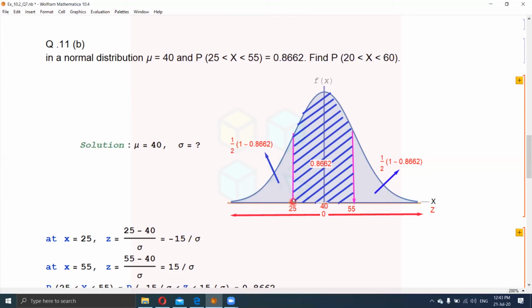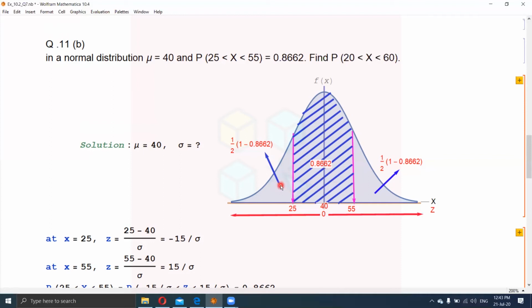So we'll plot it on the left-hand side of the 40, and 55 is more than 40, so we have to plot it on the right side of the 40, which is the right tail. Between these two points, the shaded area is in blue lines, and this shaded area is equal to 0.8662.